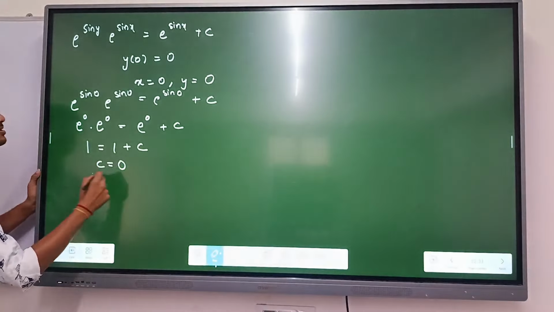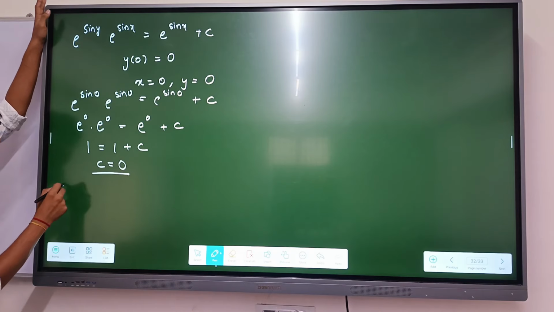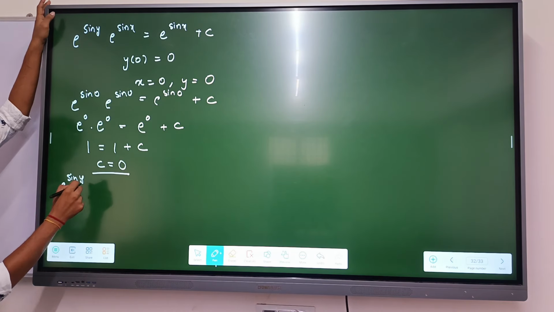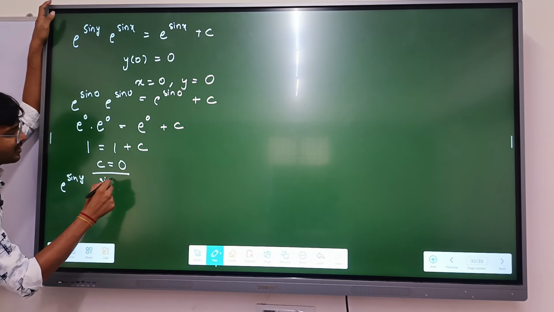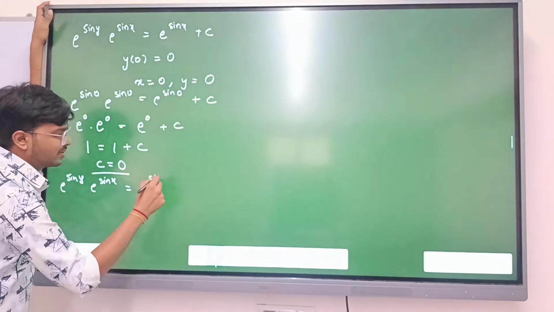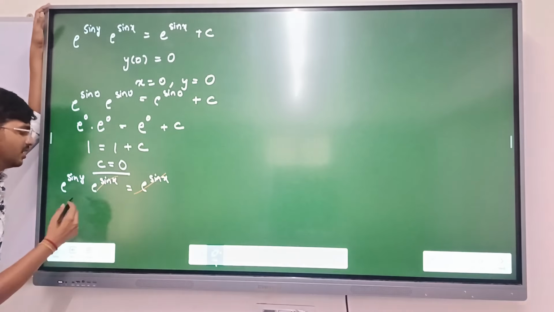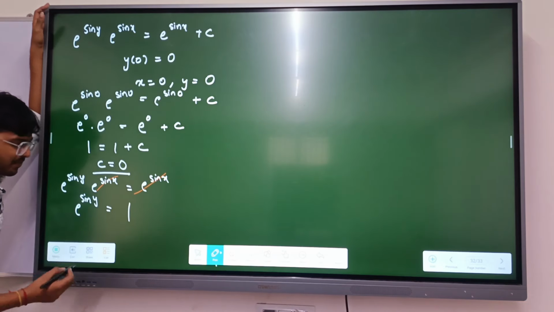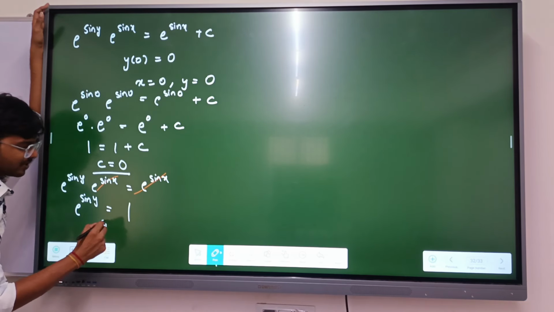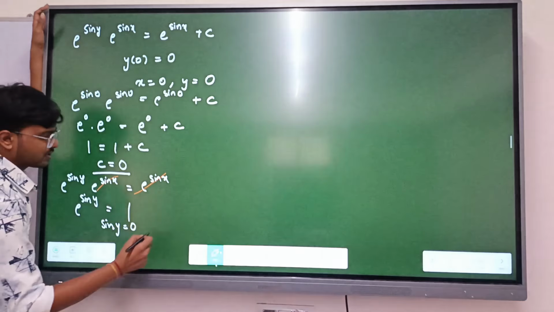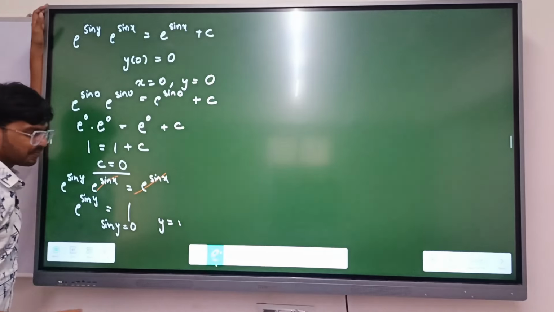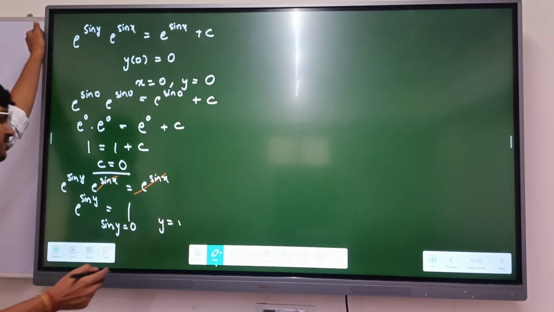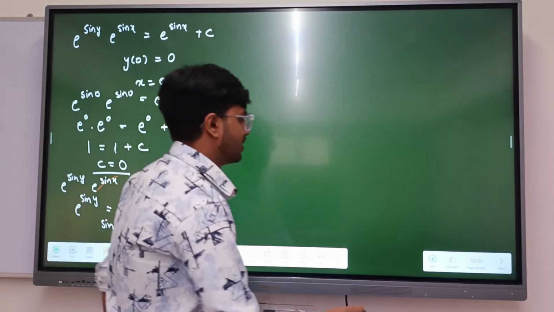So what is the c value? 0. If the c value is 0, what does the function become? e power sine y into e power sine x equals e power sine x. e power sine x is common, so we can cancel it out. That is, e power sine y equals 1. e power sine y equal to 1 means sine y should be 0, which means y equals 0.